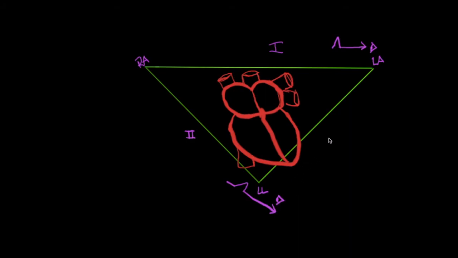Our last one is going to be lead 3, which is going to run from our left arm to our left leg, and our eyeball will be down here looking that way. And if I have a waveform that's heading down like this, that is positive. That would be lead 3. Let's clear some of this out.